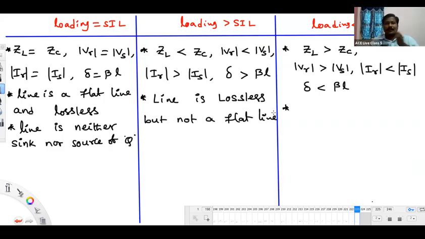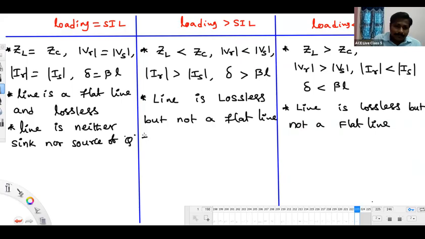What about the other one? Is it a lossless line? In the second case, yes, the line is lossless, and again, it's not a flat line. So the line is lossless, but not a flat line.